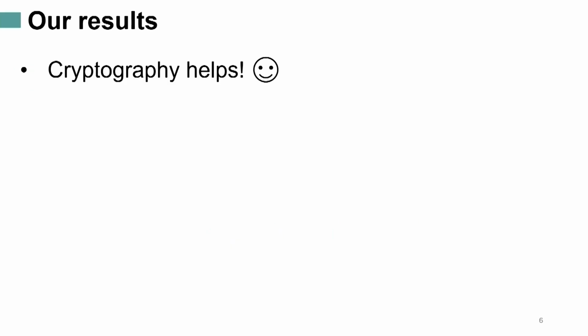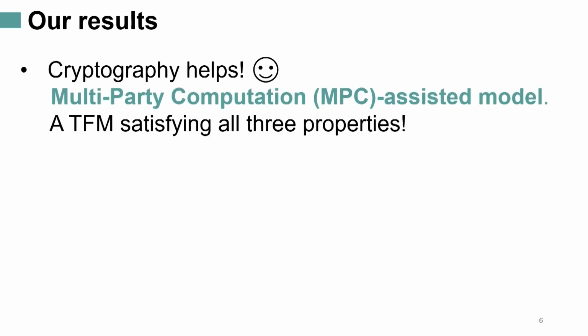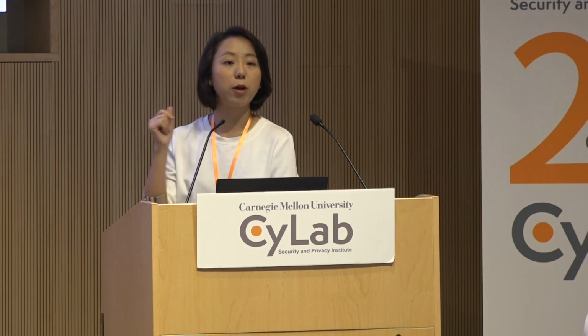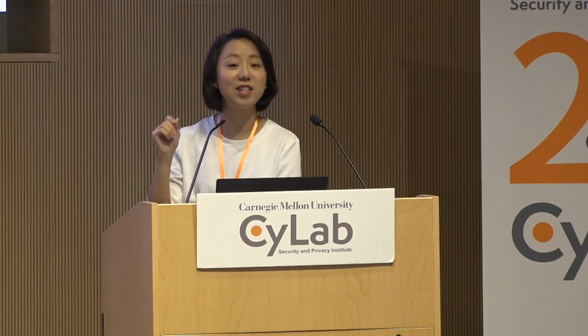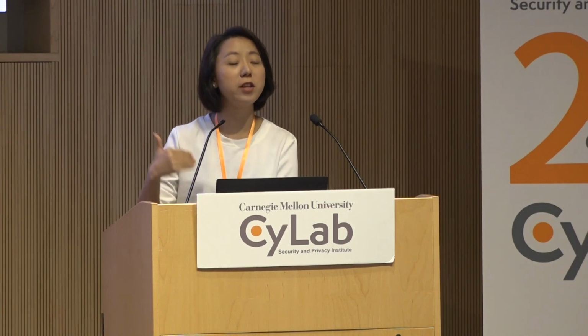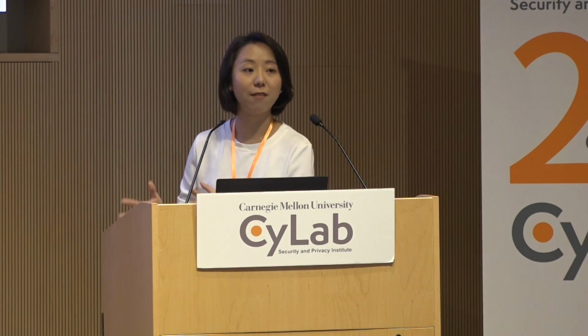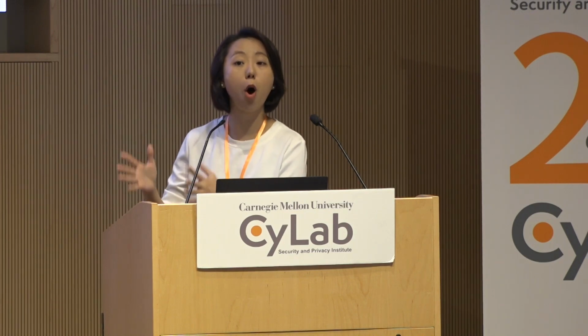Specifically, we showed that cryptography helps. We introduced a new model called the multi-party computation assisted model, or MPC-assisted model for short. This model guarantees honest implementation of the transaction fee mechanism. And I will show you one that satisfies all three properties under this MPC-assisted model. But cryptography is not a panacea. It doesn't help that much. Actually, even with this guaranteed honest implementation, we show that any transaction fee mechanism satisfying all three properties must not have a positive miner revenue. So all payments must be burned.